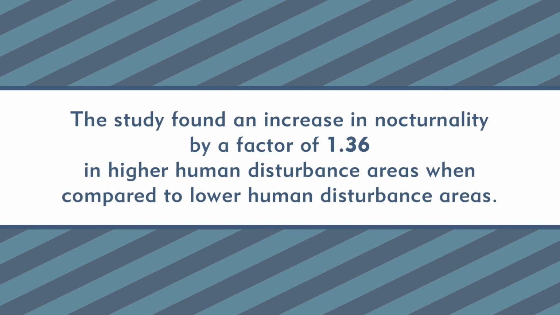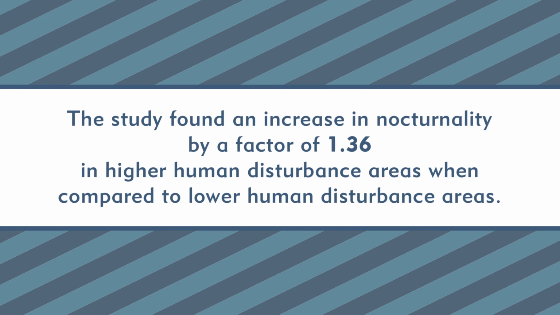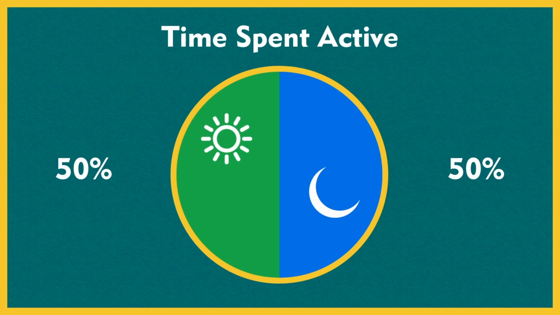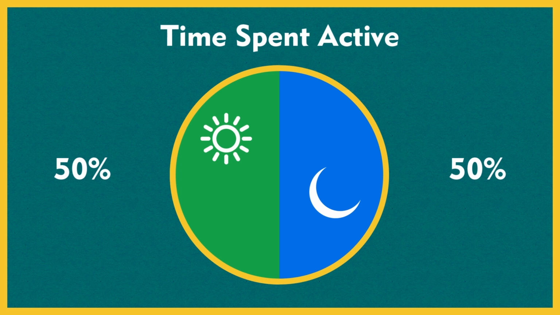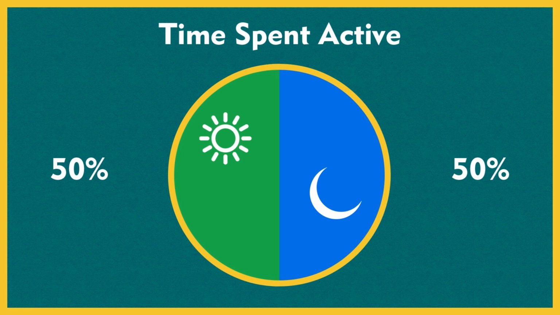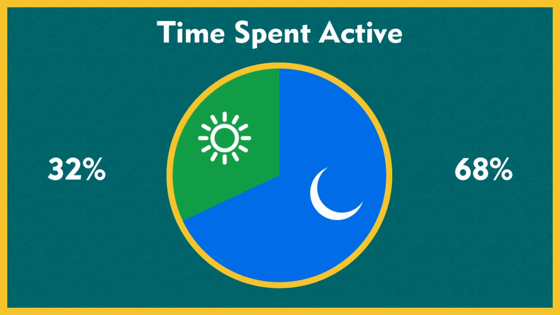Overall, the study found an increase in nocturnality by a factor of 1.36 in higher human disturbance areas or seasons when compared to lower human disturbance areas or seasons. But what does that factor of 1.36 mean in practice? The authors give a great example of this increase in nocturnality in response to humans by reframing this number as a percentage of time spent active during the day. Basically, if a species typically spends 50% of its active time during the day and 50% during the night, an increase by a factor of 1.36 due to human disturbance means that the species now spends 68% of its active time during the night.